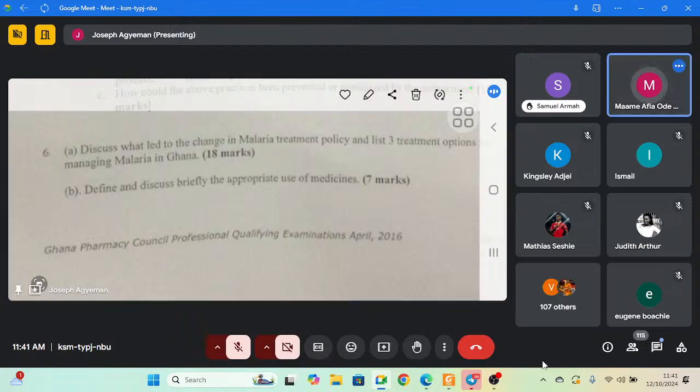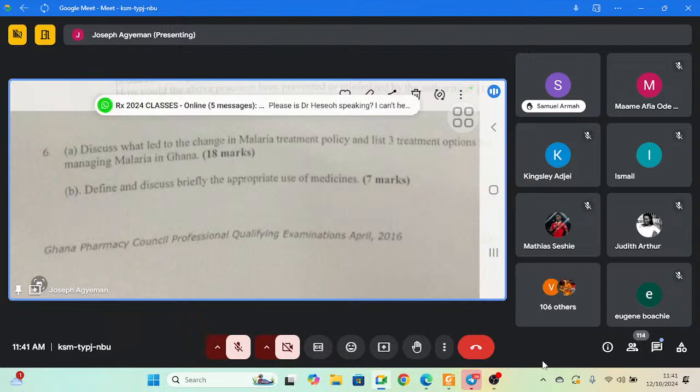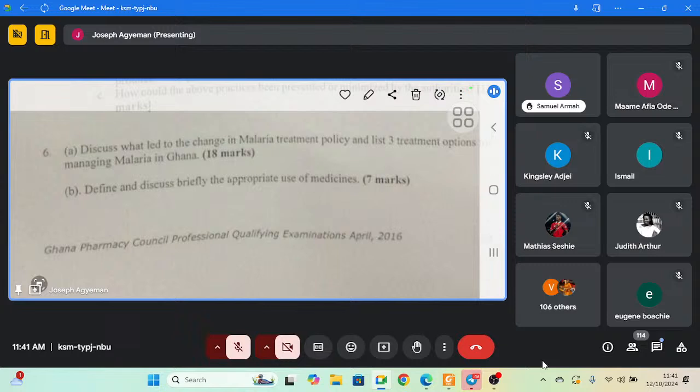So let's do the B. You are to discuss the appropriate use of medicines. Don't let the word appropriate confuse you. It's the same as rational use of medicines. So don't say that rational use of medicines is known, meanwhile you have appropriate use of medicine and so you don't know this. You sit there and be crying. It's just choice of words.